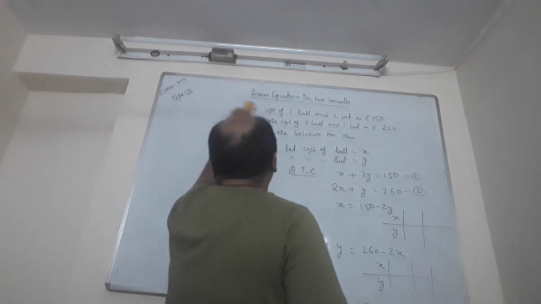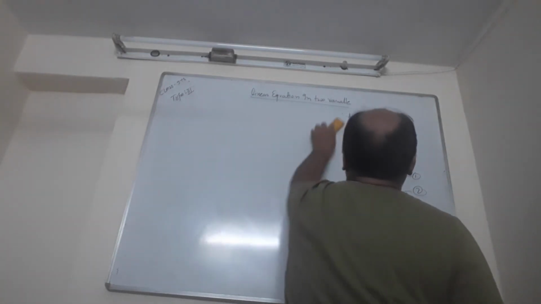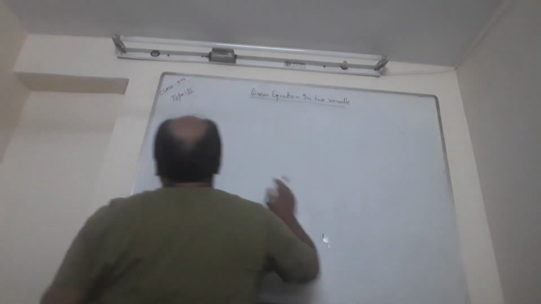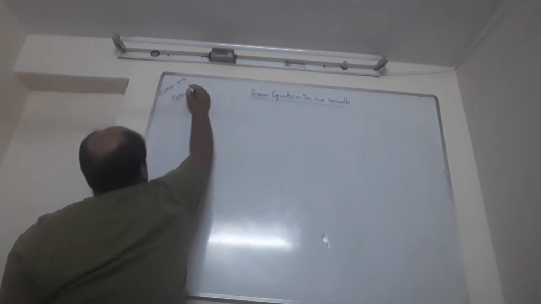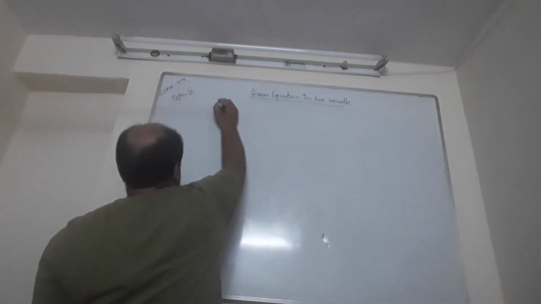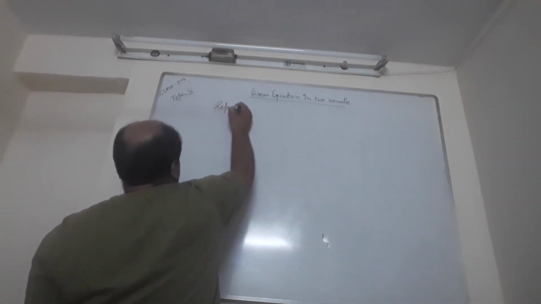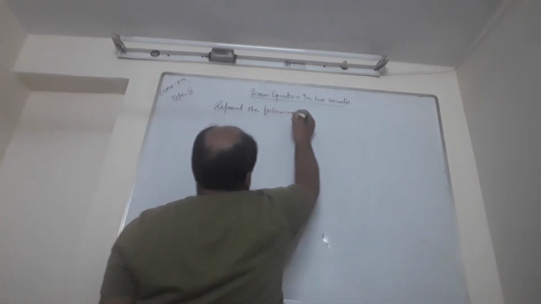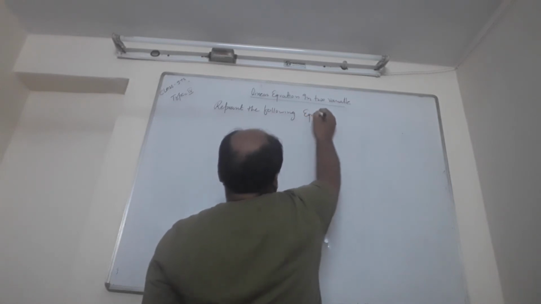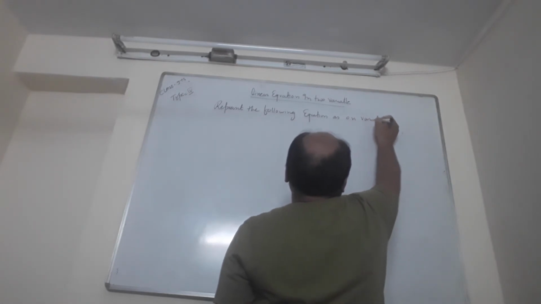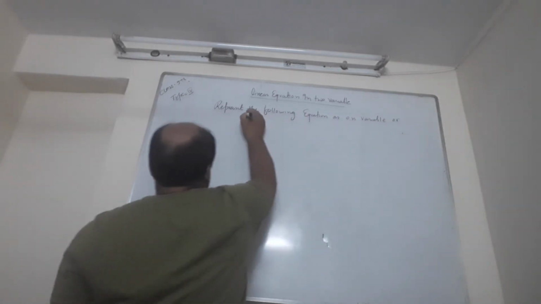Now last is type 4 questions, in which the question asks for representation of an equation in one variable and two variables. Represent the following equation as one variable or two variables.